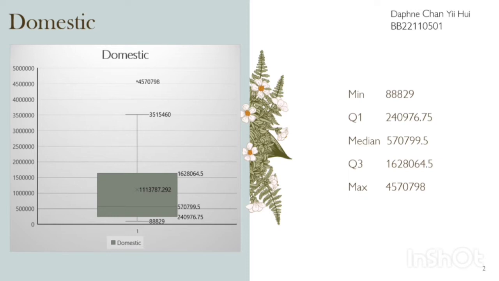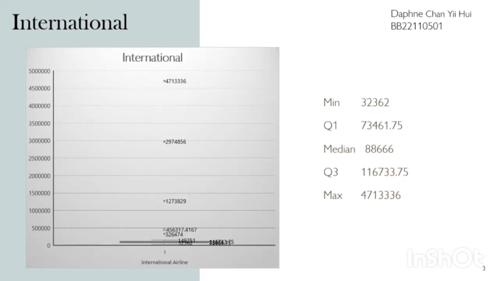The box plot shown in the slide is plotted by using the domestic flights data, which shows the minimum value as 88,829, while Q1 will be 240,976.5. Median will be 570,799.5, while Q3 will be giving a value of 1,628,064.5, and the maximum value is 4,570,798. Next will be a box plot plotted by using the international flights data.